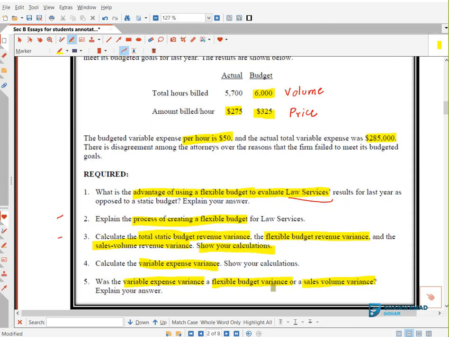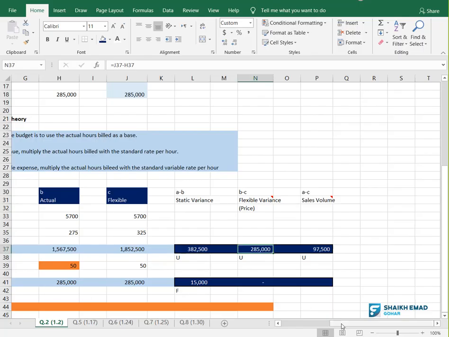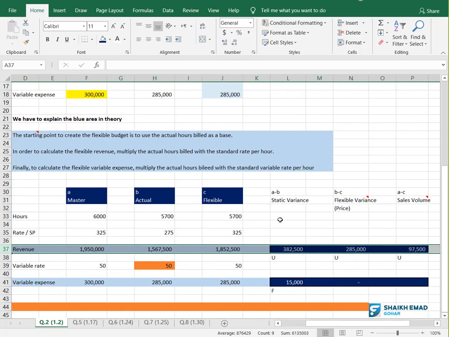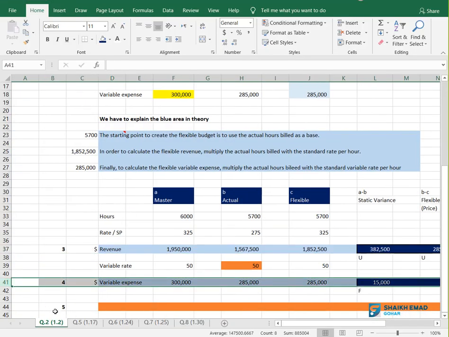Okay. Now see question number 4. They are asking you calculate variable expense variance. By the way, in question number 3, they were only talking about revenue. This line only. This is only question number 3 for you, this row. Because they were only asking you how much is your static revenue variance. This is the answer. Flexible revenue, sales volume. That's it. These 3 figures. In question number 4, they are asking you this row, this one. Calculate the variable expense variance.